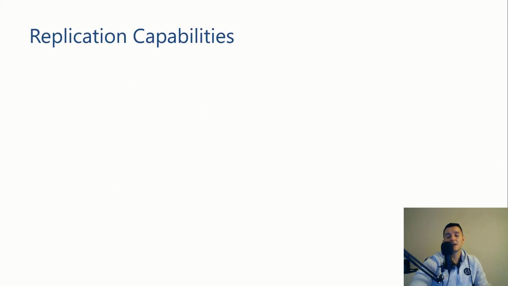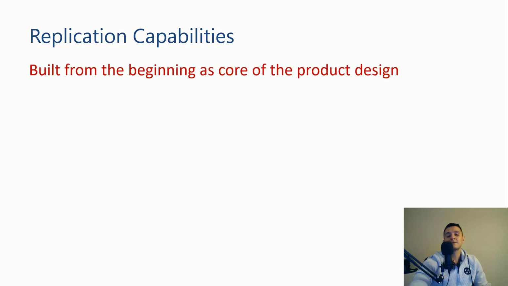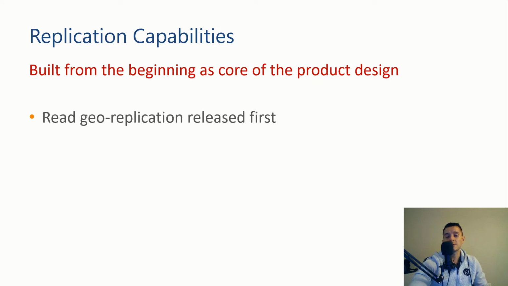Now, it is very important to understand Cosmos DB's replication capabilities, because this was built from the beginning as a core design tenet of the product itself. From the very beginning that Cosmos was being designed, it was designed with the idea that it would be replicating data around the world. The first thing that was released was read geo-replication. So you were able to specify different regions around the world, but they were for read only. You had to have one of them be the primary that would do read and write, and only one of them could be read and write, and then the rest had to be read only.